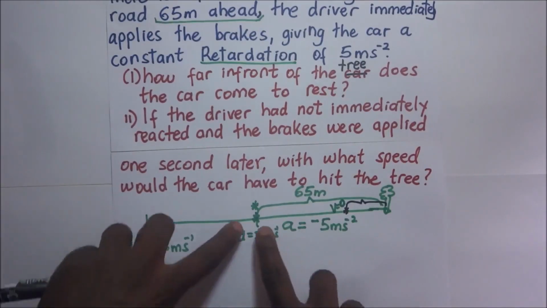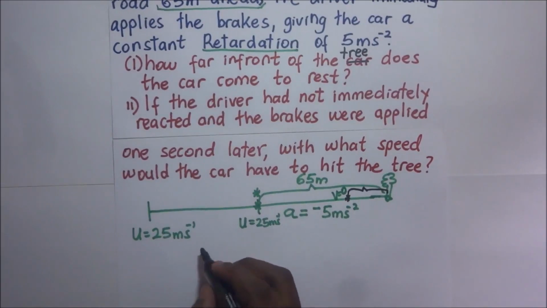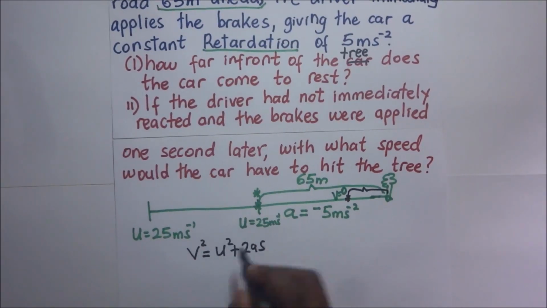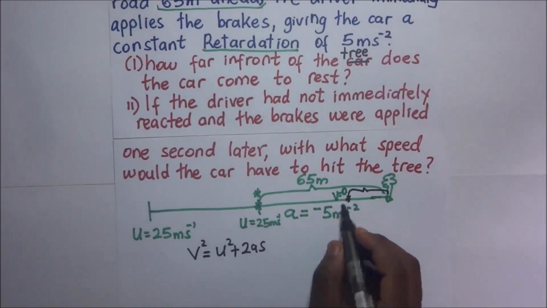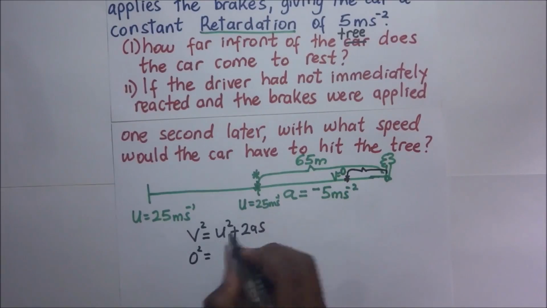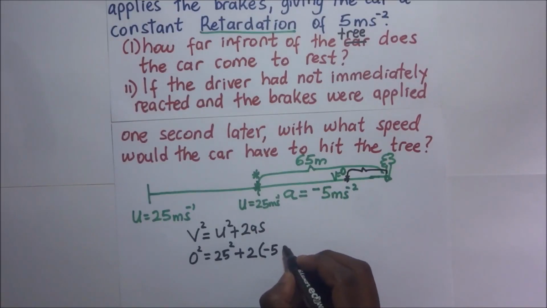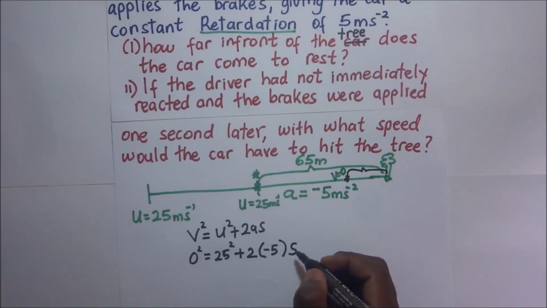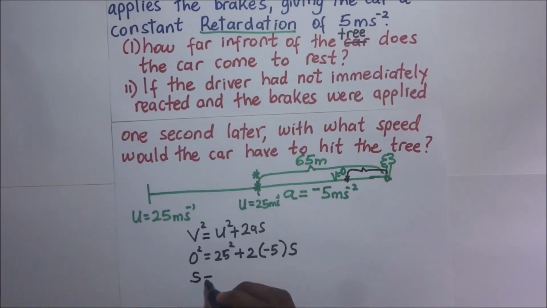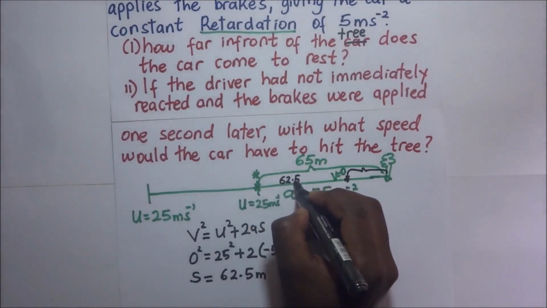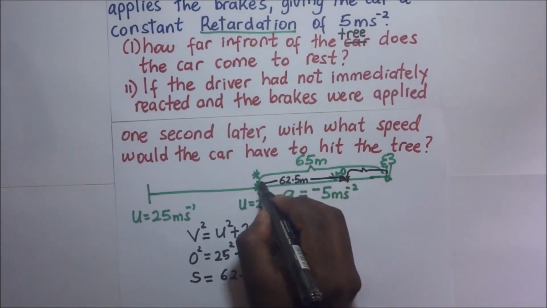To get the distance he covered, we say v squared equals u squared plus 2as. We are interested in getting the value of s. So v squared, the final velocity 0, squared, is equal to u squared, which is 25 squared, plus 2 times the acceleration, which is -5 because it's retarding, times s. S is what we are looking for. When we make s the subject of the formula, we find s as 62.5 meters. So the distance covered from here to there, the distance he covers until he comes to rest, is 62.5 meters.